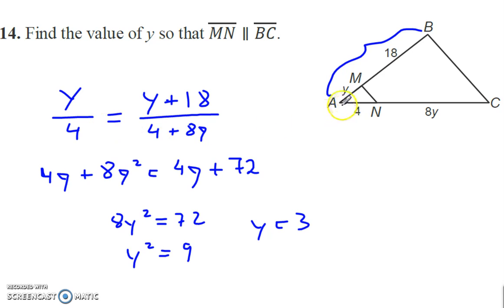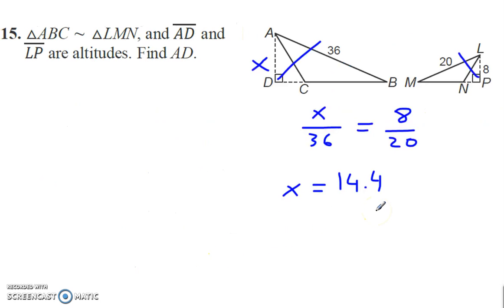And then 4, this length corresponds to this entire length, 4 plus 8y. When we cross multiply, we get a square here, but the 4y eliminates on each side when you subtract that. Then we get 8y squared is 72. Divide by 8, y squared is 9, so y is 3. Easy peasy, set up your proportion, x is 14.4.